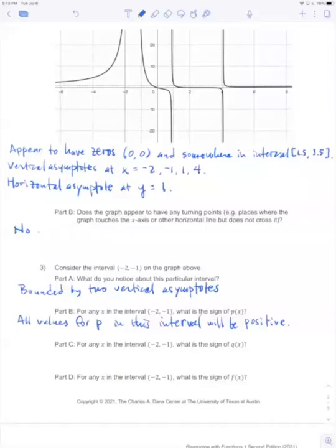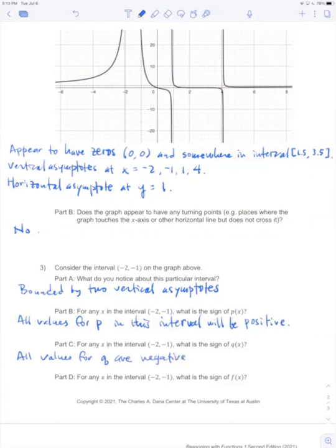Part C, for any x in the interval -2 to -1, what is the sign of q? Well, all values for q in this interval are going to be negative.